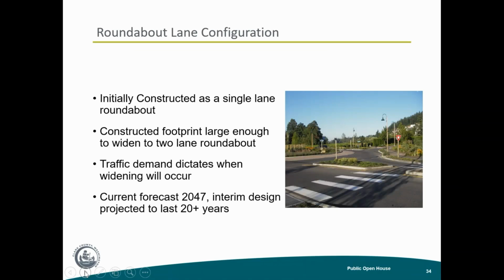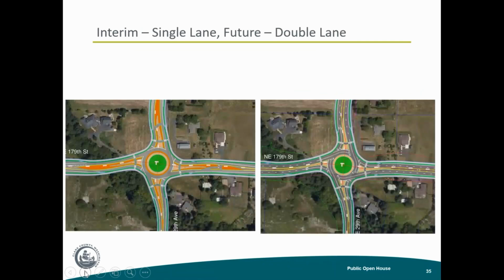So we have a multi-lane design that basically will accommodate the full build out of the area. But if that ends up taking more than 20 years, maybe we don't necessarily need to go to the multi-lane roundabout. So currently we're showing that single lane will take us right up to about that 20-year mark before we need to start considering converting approaches to the roundabout to multi-lane. Next slide, please.